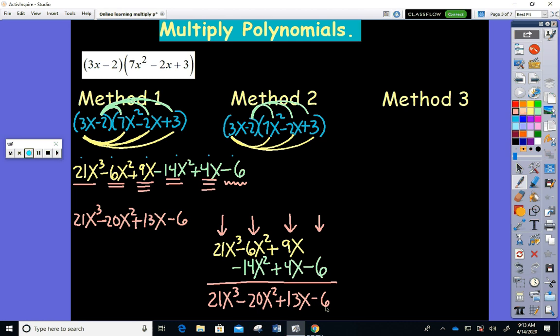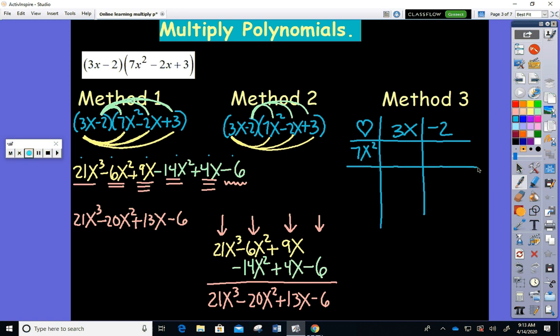So if you're going to do the box method, let me say that I've got 3x minus 2 on the top. It doesn't really matter which one of these you put on the top. Remember, don't put anything in that top corner. It needs to stay blank. So your second polynomial is 7x squared, and then minus 2x, and then plus 3. It doesn't really matter which polynomial you arrange on the top and which one you arrange down the left-hand side. Okay, so that's neither here nor there.